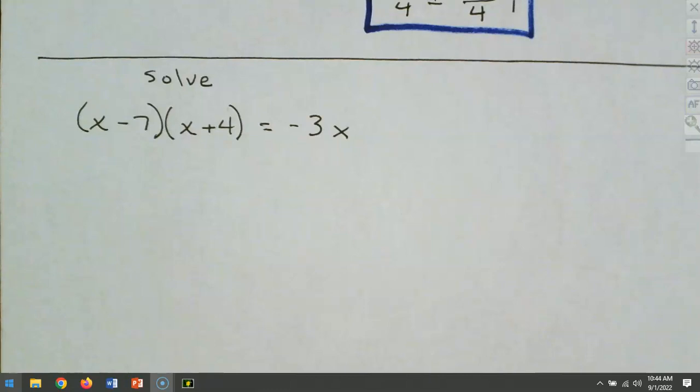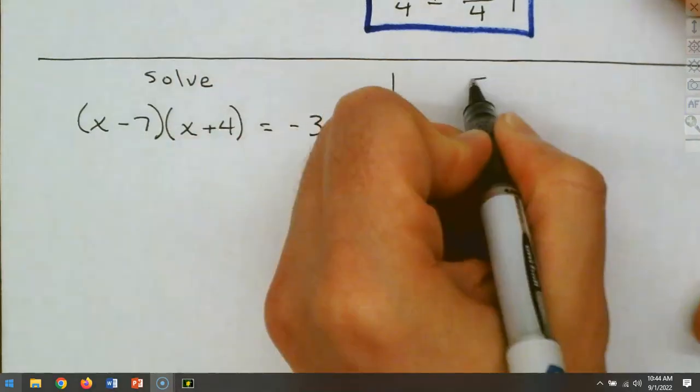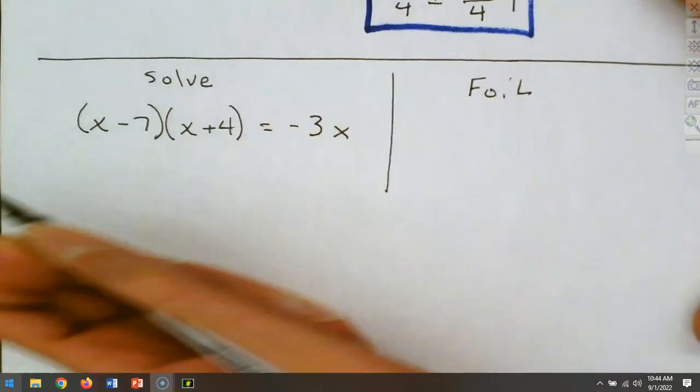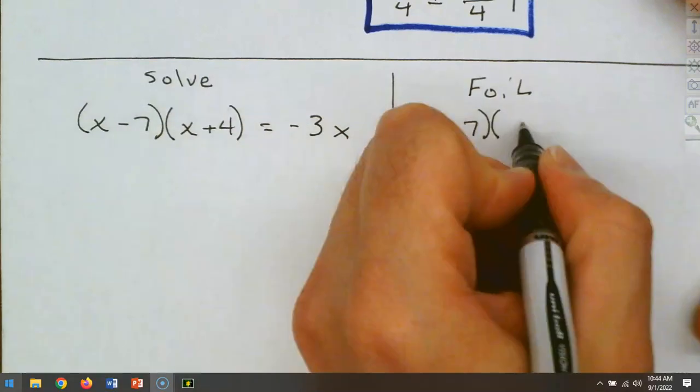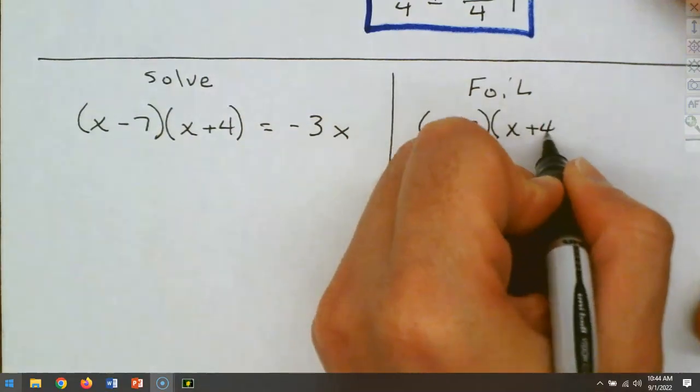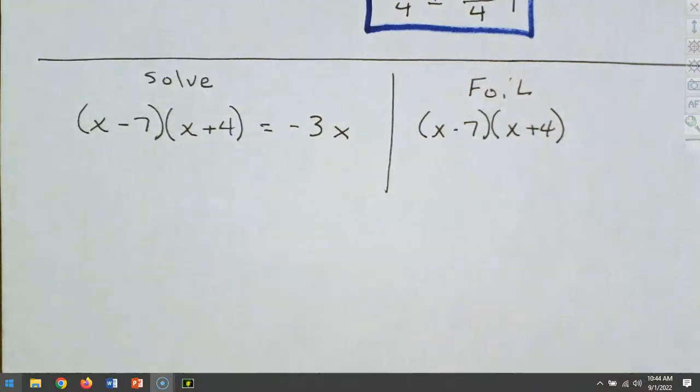Now, how do we get rid of these parentheses? Well, I know it may have been a while since you used the FOIL method, but we're going to have to FOIL out the left-hand side. So we're going to work on the left-hand side with the FOIL method. Now, how do we use our FOIL method? Let's take our time to FOIL this out.